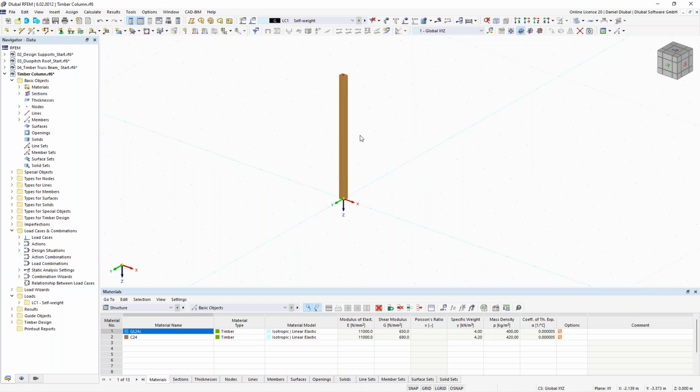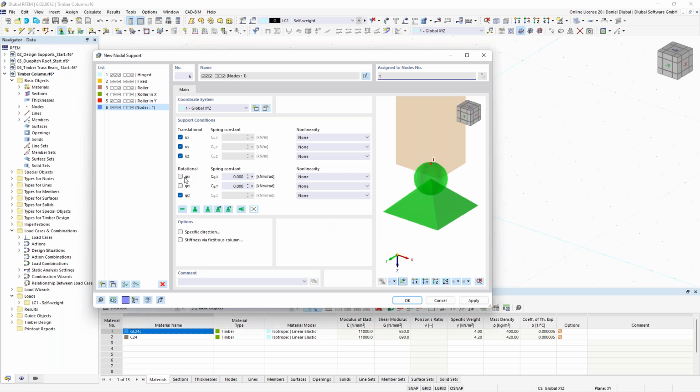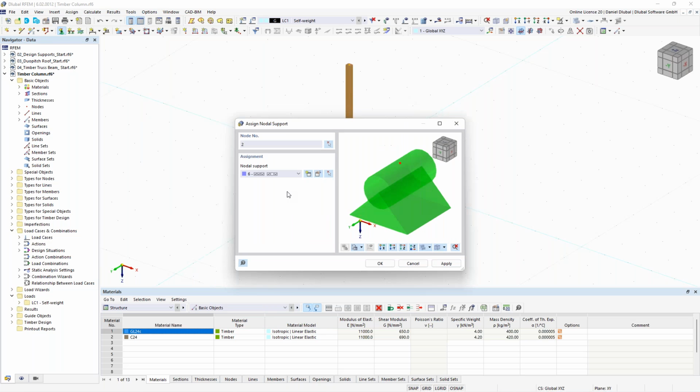I see here this member, and the next thing is that we give this member some nodal support. So I choose this node at the bottom, click on node, in order to also activate the rotation around the x-axis. I have to adjust this nodal support, so I go here to create new nodal support, and I activate also the rotational phi x around the global x-axis. I say okay, I say apply, and now I will do the same on the top node.